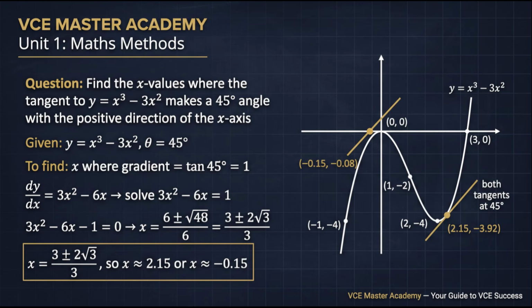Look at the picture. 2 gold tangents, perfectly parallel, both at 45 degrees, 1 on each climb. Exact form first, decimals second. That's full marks, and that's the whole chapter in one question. Angle, to gradient, to derivative, to solve.